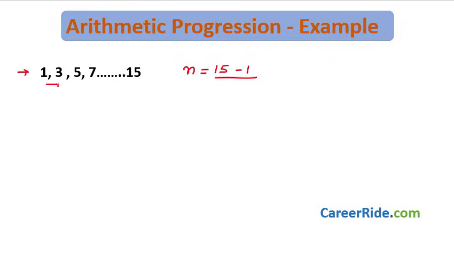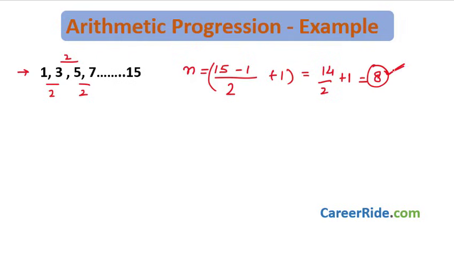What is the common difference here? 3 minus 1 is 2, 5 minus 3 is also 2, 7 minus 5 is 2. So my common difference comes out to be 2, plus 1. That is the number of terms. So it is 14 upon 2 plus 1, that is equal to 8. So I have got 8 terms in this series.